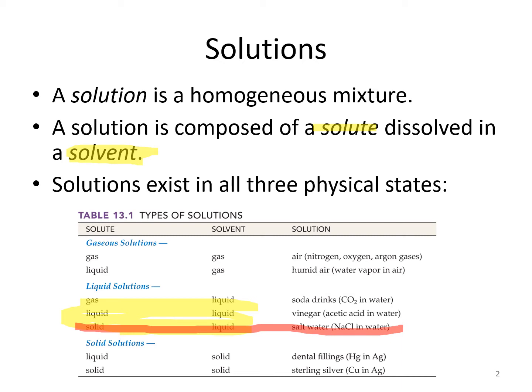So a couple examples of these various types of solutions. A gas dissolved in a gas. Here the example is air, the air we breathe. So the air we breathe is composed of nitrogen gas and oxygen gas. It's about 80% nitrogen, 20% oxygen. So what would the solvent and solute be here? For air, the solvent would be nitrogen gas, because that's what there's more of, and the solute would be oxygen gas, because that's what there's less of.